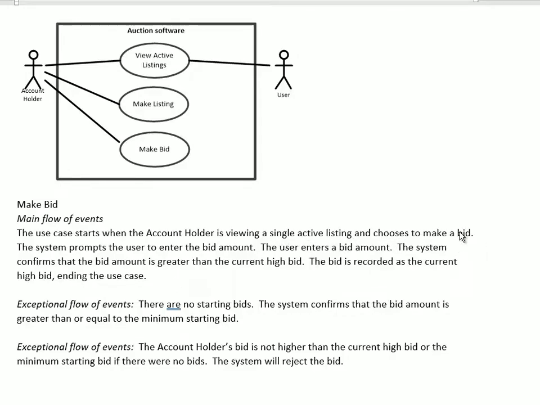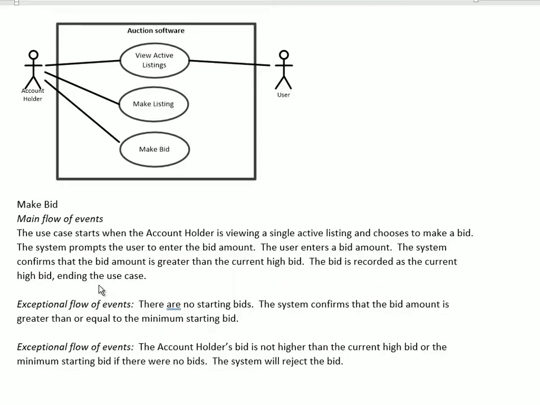The system prompts the user to enter the bid amount. Now I think bid amount will probably just be a float, but let's write it down as a thing. The system confirms that the bid amount is greater than the current high bid. Current high bid is also a thing, also probably going to be a float. The bid is recorded as the current high bid, ending the use case. Here's a question. Where is that recorded? That's a responsibility that we'll need to assign somewhere, maintaining the current high bid.